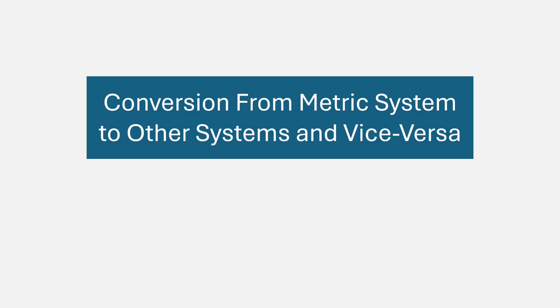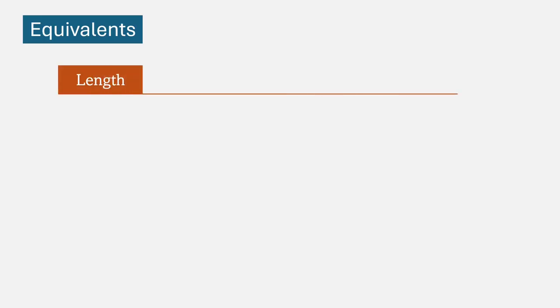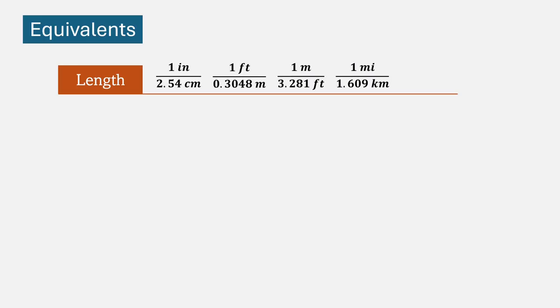from metric system to other systems and vice versa. Okay, so first of all, let me try to give you some equivalents. So when it comes to length, these are some equivalents. We will be using this one later. So in this one, 1 inch is equal to 2.54 centimeters, and all of the others. This one is 1 mile is equal to 1.609 kilometers, like that.